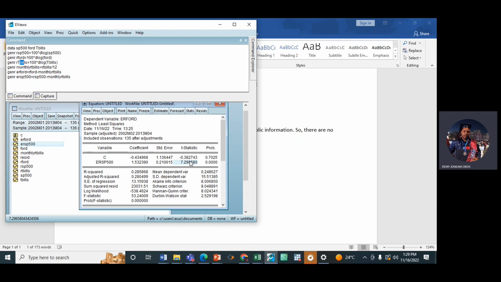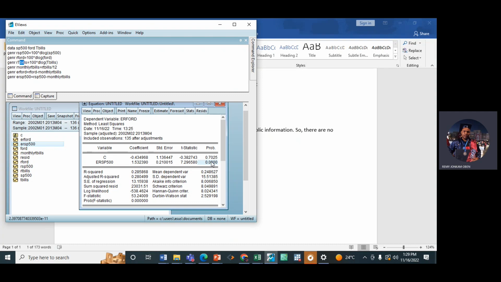By the way, I've done all of this, so you should go back and watch previous videos. So we see our t-statistic here is greater than 2, which means this coefficient is significant, right? So we can interpret. You can also check the probability value. It is less than 5%, less than 1%, less than 10%, whatever.